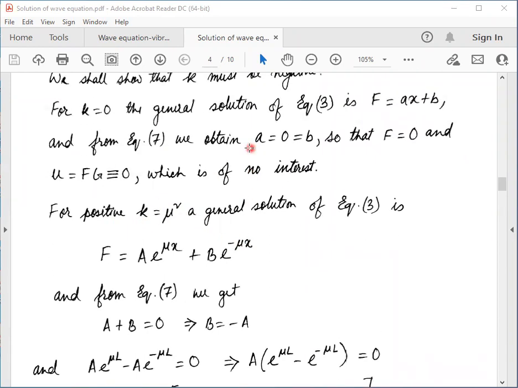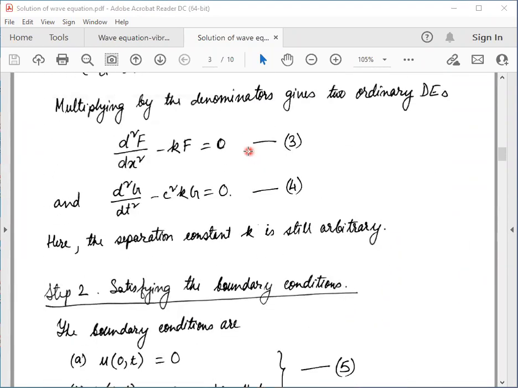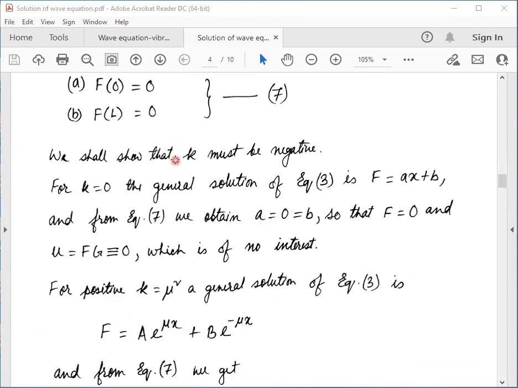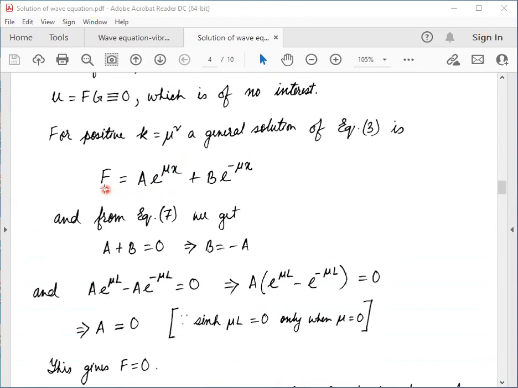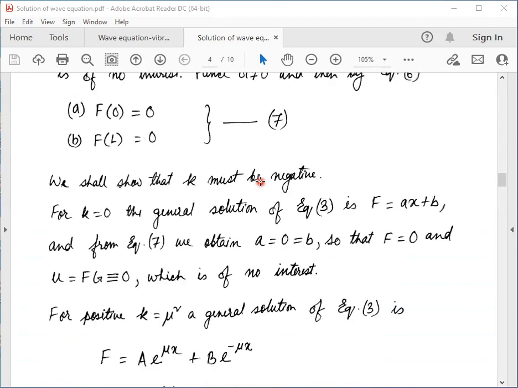Now, when you put K equal to mu square in equation number 3, it becomes a linear homogeneous differential equation, and the complementary function is given by a simple expression, that is f equal to A e to the power mu x plus B e to the power minus mu x.